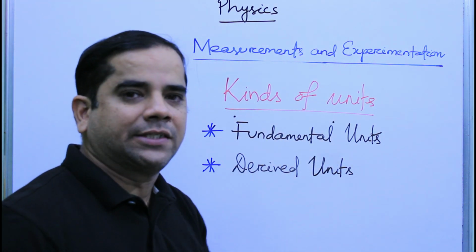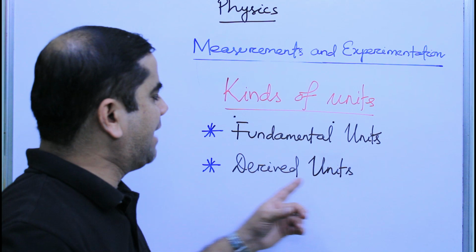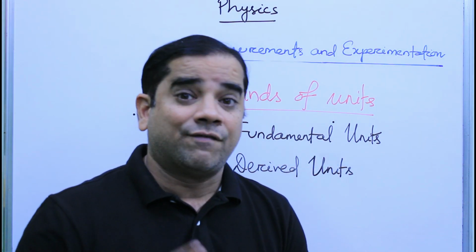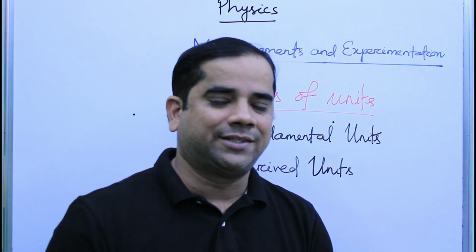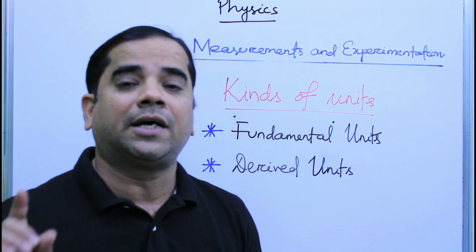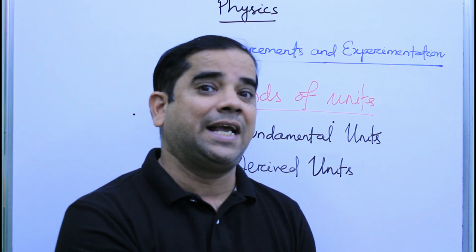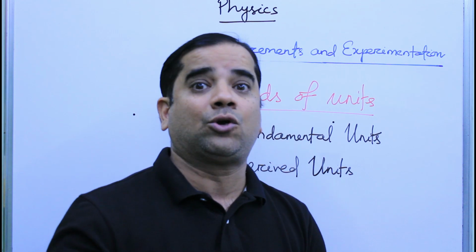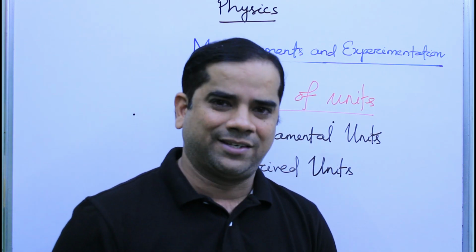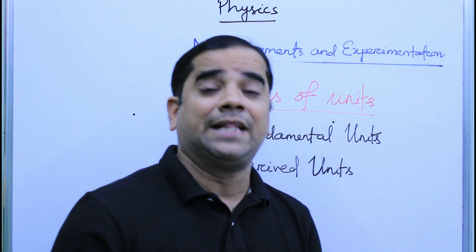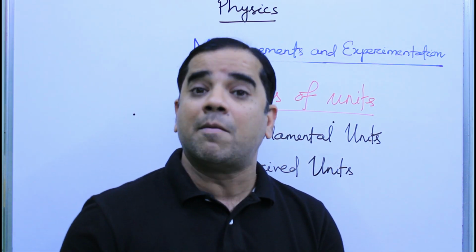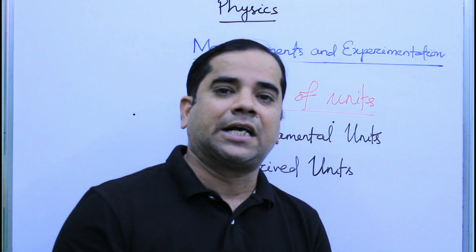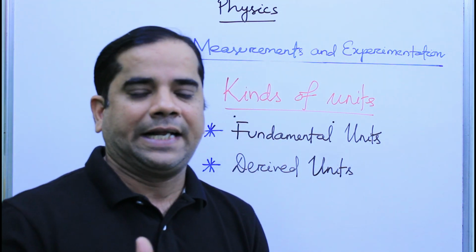Okay, students, let us now discuss about kinds of units. We have actually two kinds of units: fundamental units and derived units. Fundamental units are also called basic units. So what are fundamental units? Fundamental units are independent units. They don't depend upon any other units. They cannot be changed by any other fundamental units and they cannot be related to any other fundamental units. For example, unit of length, mass, time, temperature, amount of substance are fundamental units. We are going to discuss about the fundamental units in detail later on.